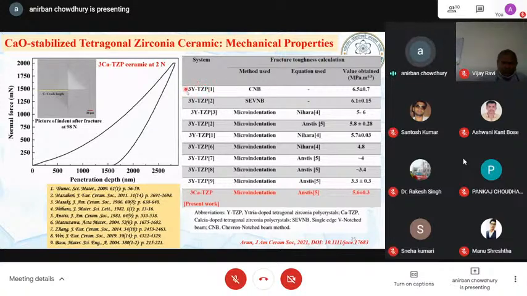That means Y2O3, 3% yttria stabilized zirconia. This is a popular grade now existing in the market. This is the so-called best grade, yttria stabilized zirconia 3%, and we are comparing all our results with the best, with the popular one in the market. So we say that for 3CATZP and 3YTZP, our mechanical property in terms of fracture toughness data are very similar.